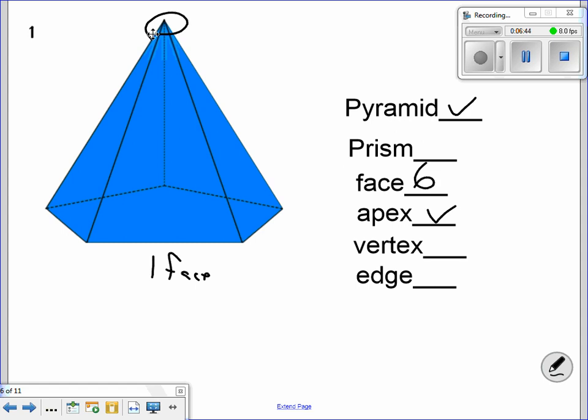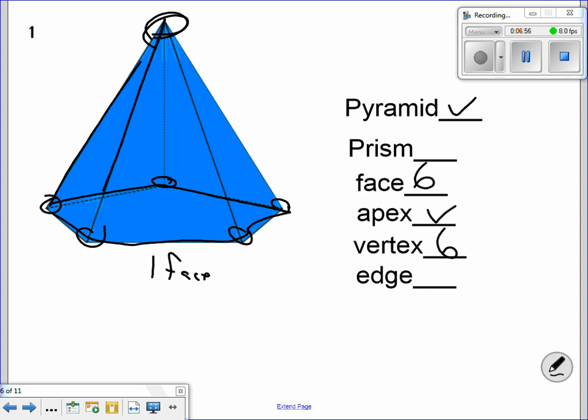How many vertices do we have? We have 1, 2, 3, 4, 5, 6. 6 vertices. How many edges? Well, I have 5 on the bottom, 1, 2, 3, 4, 5. And then I have 5 going up, 1, 2, 3, 4, 5, which gives me 10.